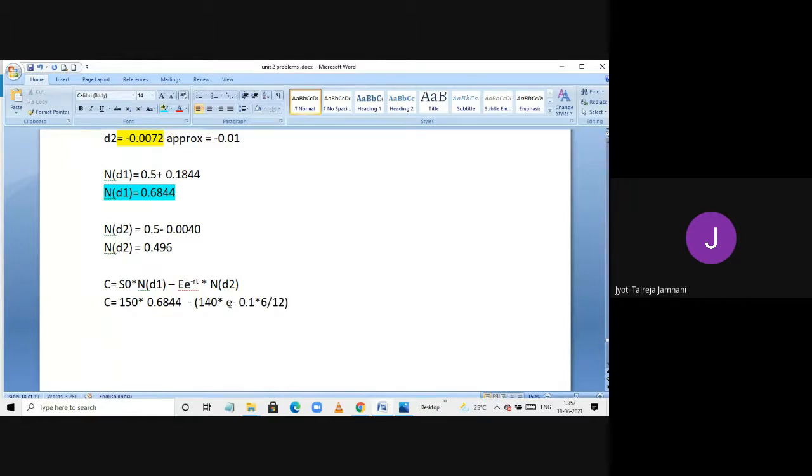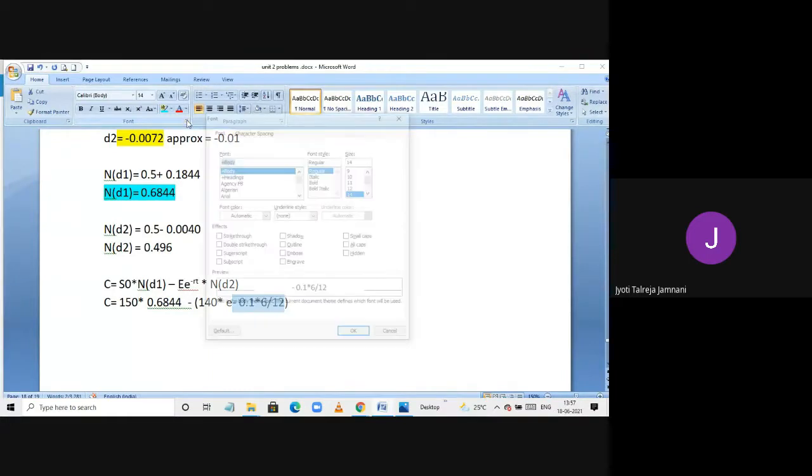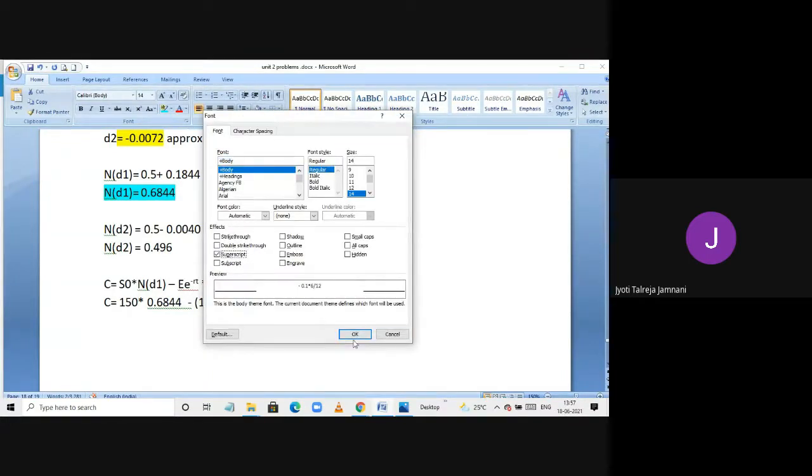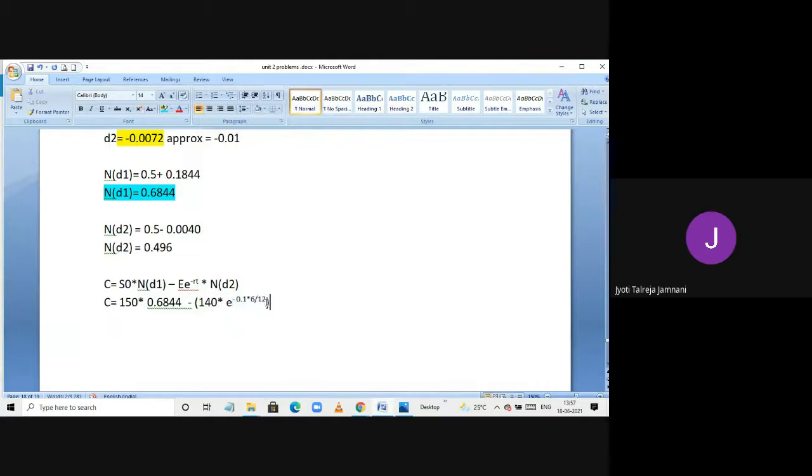So we have to do E raised to minus RT. When we use minus RT, that means we are finding the present value of anything. If it is only RT, then we are taking it to the future. So we have to solve for this, and then we have to multiply it with ND2. ND2 value, we already have here, 0.496.